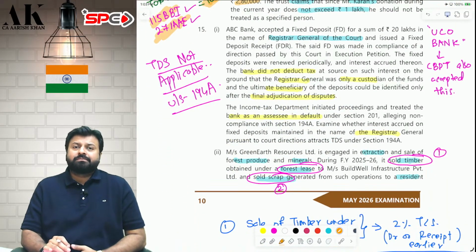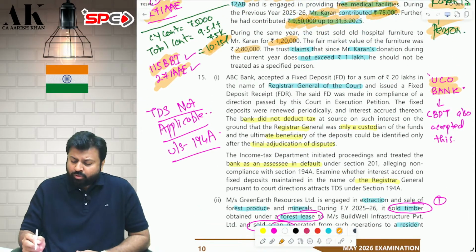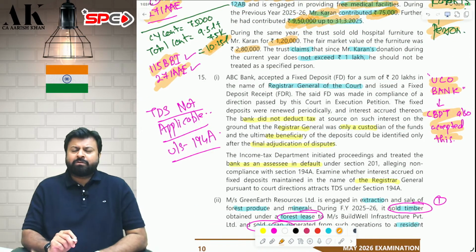Next question. Very good question. We have done that in class. It's a Delhi High Court judgment of UCO Bank. CBDT has also accepted this view of the Delhi High Court.